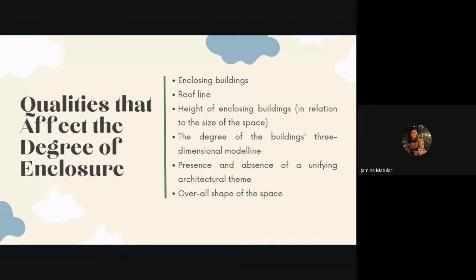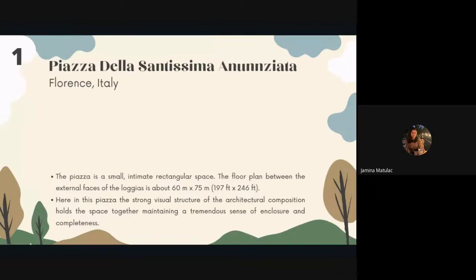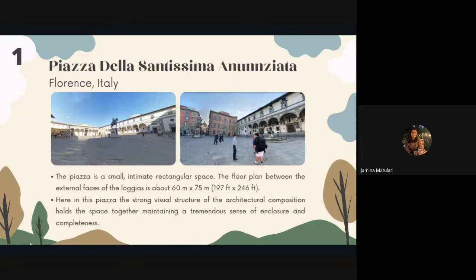Moughtin also stated other qualities that affect the degree of enclosure. The first is the enclosing buildings. He referred to the plaza as an outdoor intimate room where the enclosing buildings are the walls. And just like an indoor room, the sky serves as a ceiling.